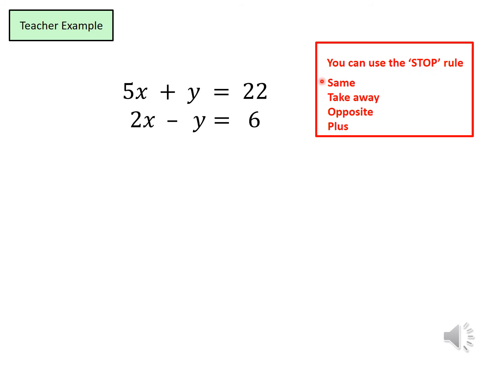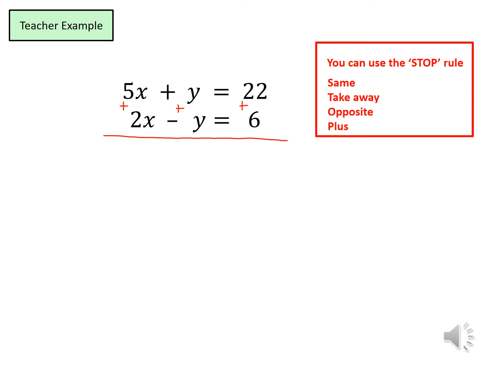If the signs in front of the y's are the same, I'm going to take away. If they're opposite, I'm going to plus. I can see here that I've got an add and I've got a subtract, which are opposite, therefore I'm going to plus. Okay, so draw my line. I'm going to do 5x add 2x. I'm going to add my y's and I'm going to add the totals at the end of each equation.